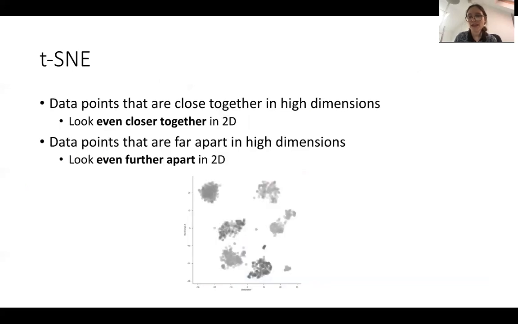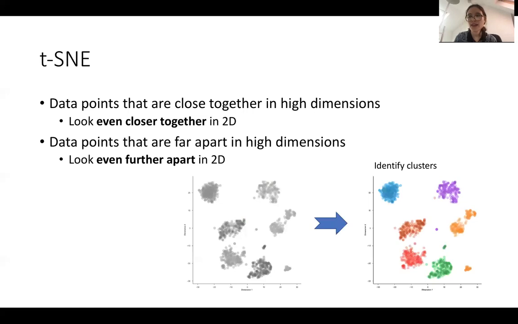T-SNE is a technique that has recently gained a lot of popularity, specifically in the community of people who look at single-cell resolution RNA-seq data. T-SNE is a way of exaggerating any clustering behavior that's in your data. For example, data points that are close together in higher dimensions look even closer together in the 2D space. Data points that are far apart in high dimensions look even further apart in 2D space. So this exaggerates cluster shapes.